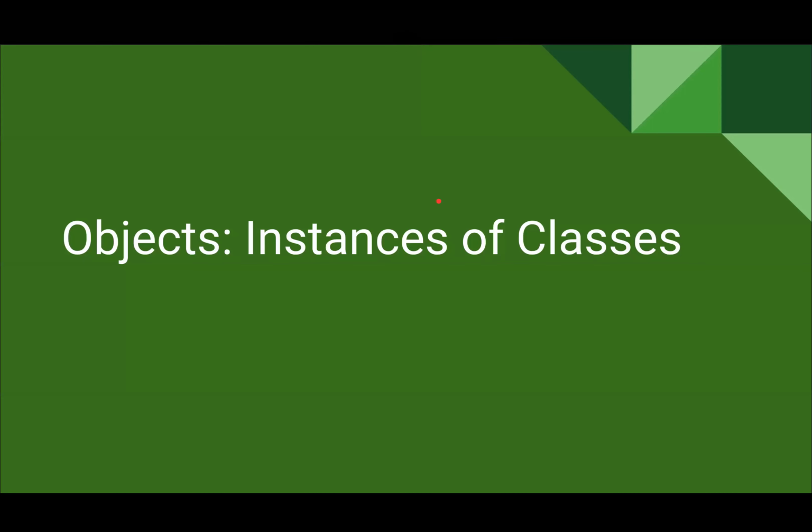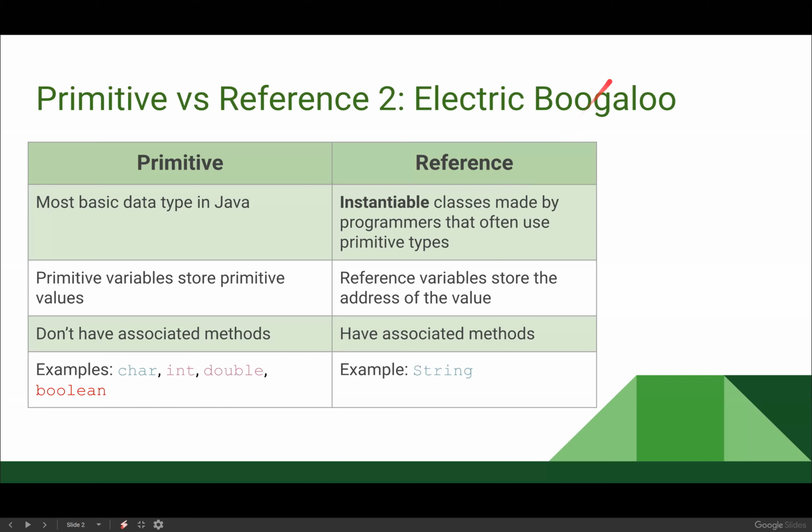Right. So today we are talking about objects, which are instances of classes. And here we have 3 pieces of vocabulary that we have not yet learned, and we will talk about them today, what all of this means. But first, let's do a little bit of a review.